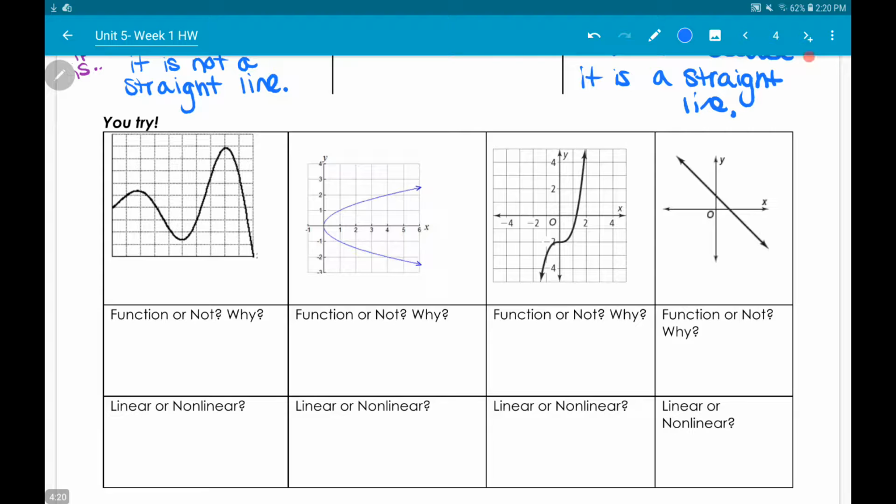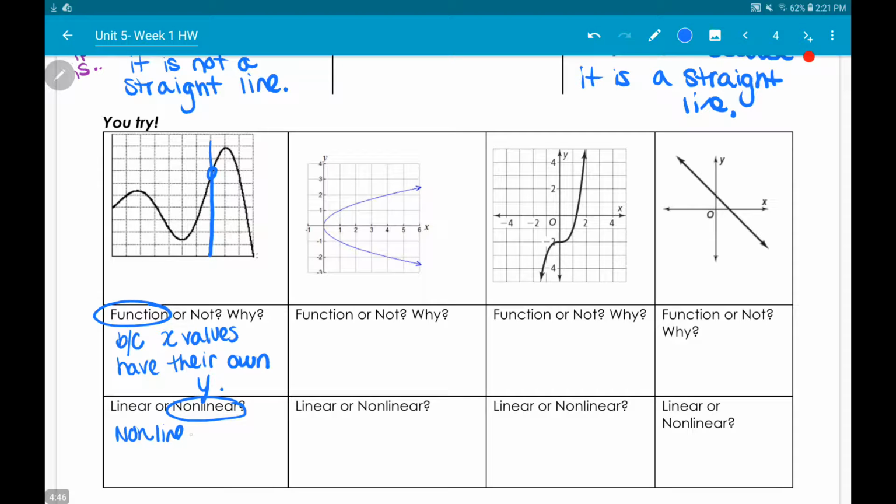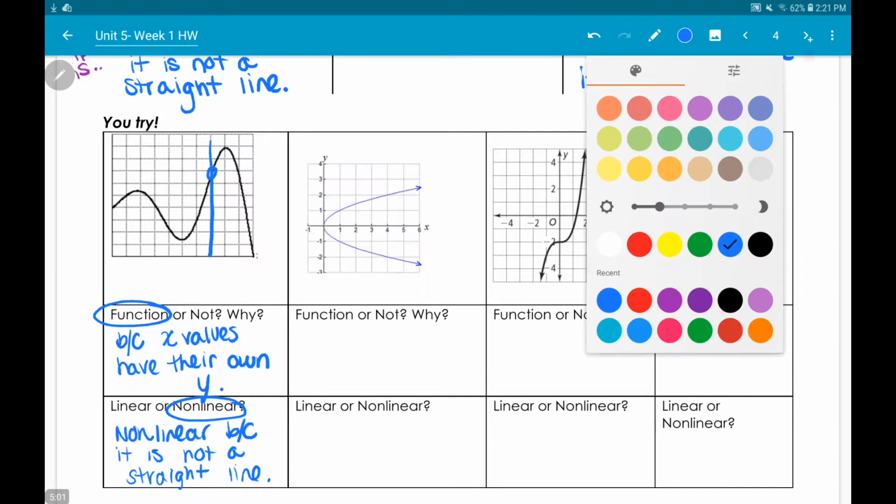All right, so at this point you tried this out. You should have seen that if I draw a vertical line, it only hits once. So it is a function. And it is a non-linear function because it is not a straight line.